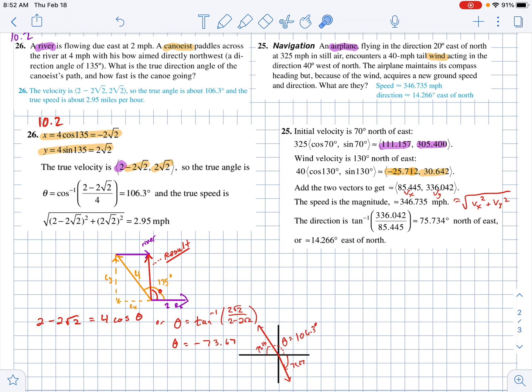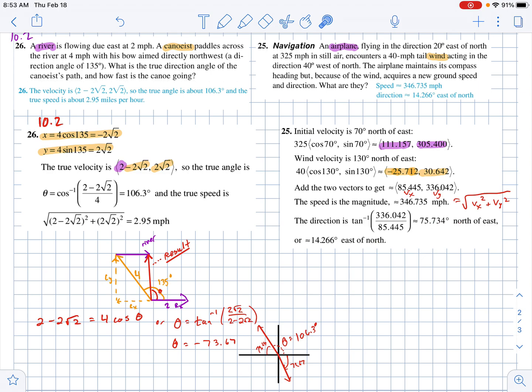So we get the x and y components of the plane by doing the magnitude times the cosine and sine. And then we get the x and y components of the wind by doing the magnitude times the cosine and sine with respect to the positive x-axis. And then we add those two components together and we get the resultant velocity. We get the resultant vector in the x direction and the resultant vector in the y direction. To find the speed, you just go ahead and do Pythagorean theorem with those. And then to find the direction, you do the inverse tangent of y over x, and we get our angle.